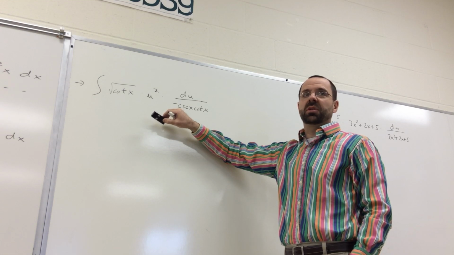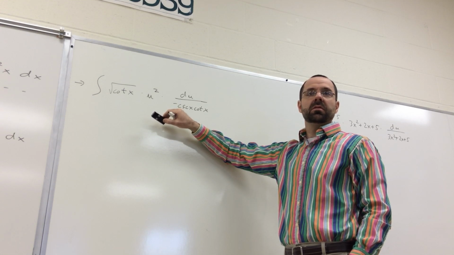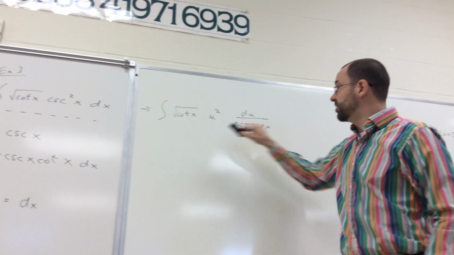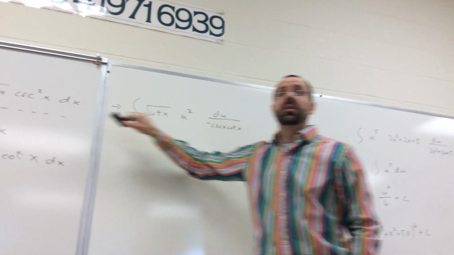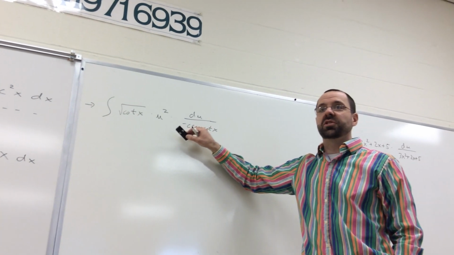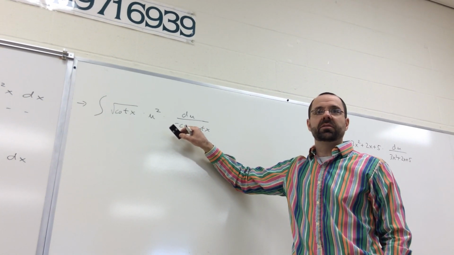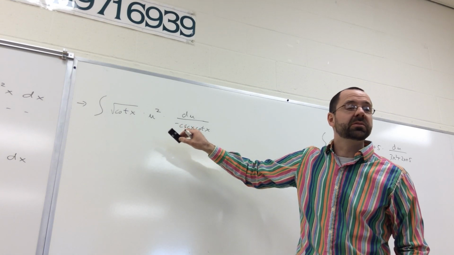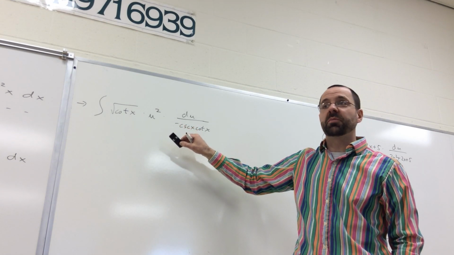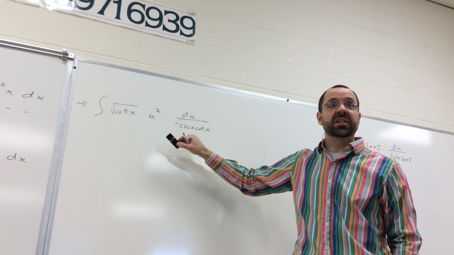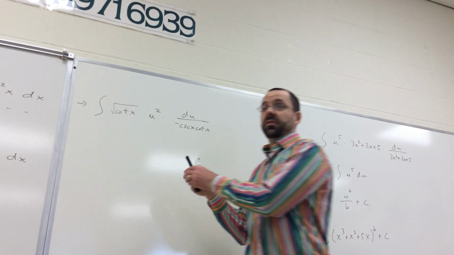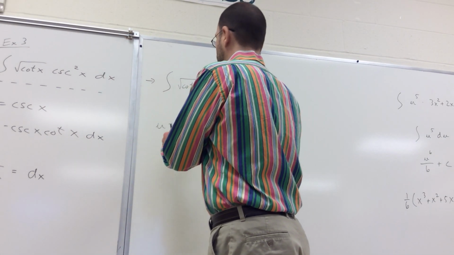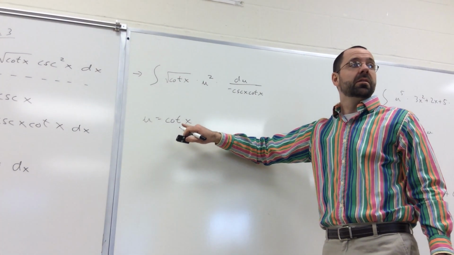What's the purpose of u substitution? Take a tough antiderivative and make it easier. Is this one easier than that one? So u substitution is not fulfilling its purpose here. So that means I picked the wrong u. It was reasonable to pick u equal cosecant because that was being squared. But it would also be reasonable to pick u equal to cotangent of x, right? Because that's being square rooted.